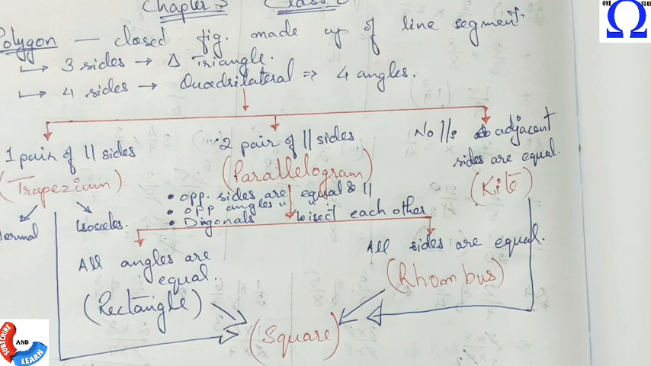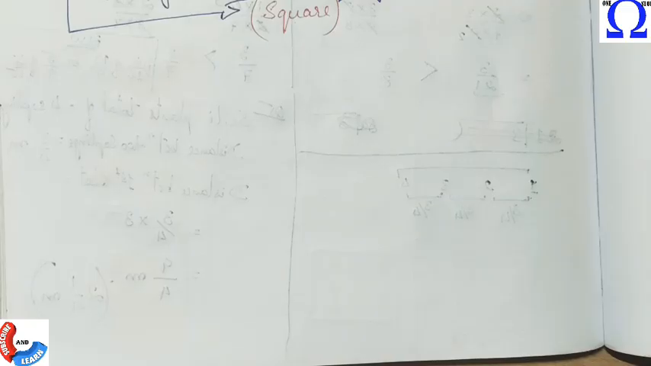So square is very special, just like you children, you all are very special, because you all have some special characters in you, right?